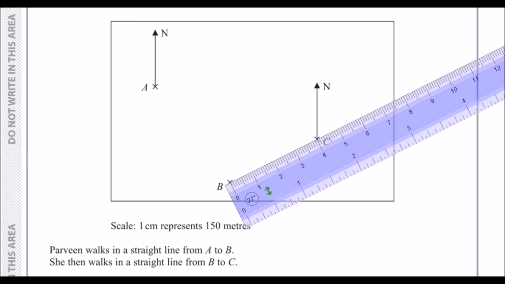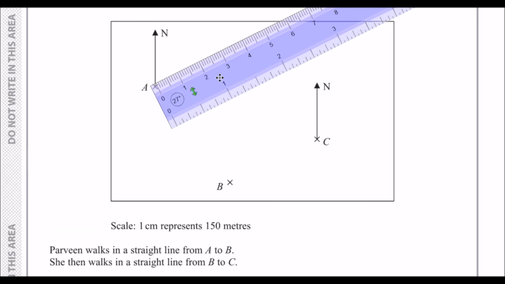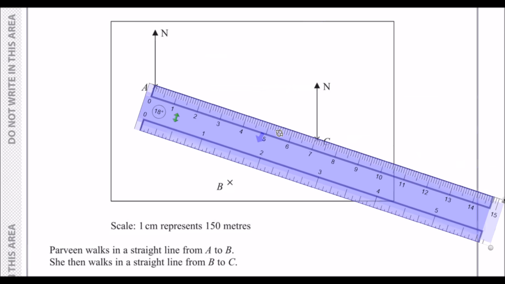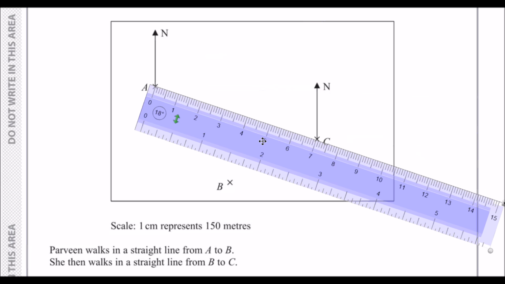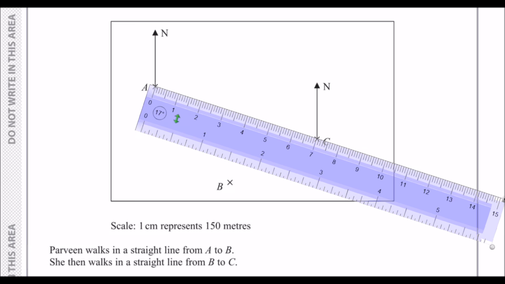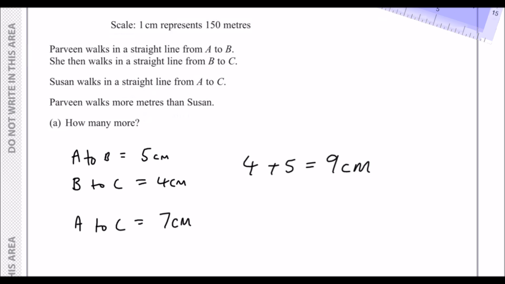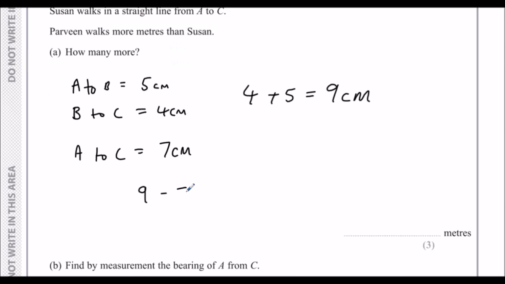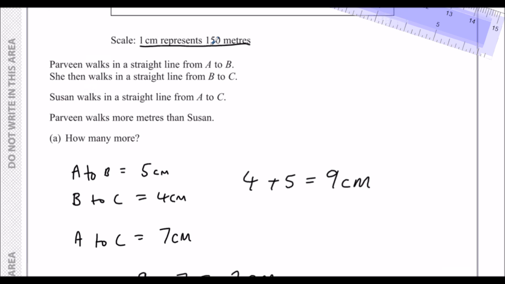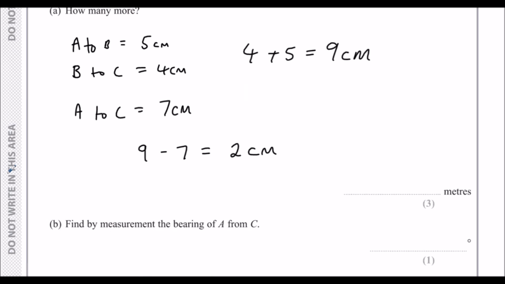Susan walks from A to C in a straight line. So A to C is 7 centimetres. So how many more metres? Well, 2 more centimetres. So 2 centimetres, and each centimetre is 150 metres. So we can do 2 times 150, and we get 300 metres more.